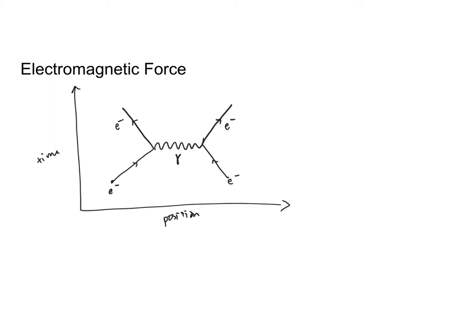We could do the same thing, replacing our electrons with protons. We could also look at what would happen if we had an electron and a proton interacting with one another. So again, electromagnetic force, particles come towards each other, virtual photon, they either move away from each other or continue to move towards each other, depending on whether their charges match or not.